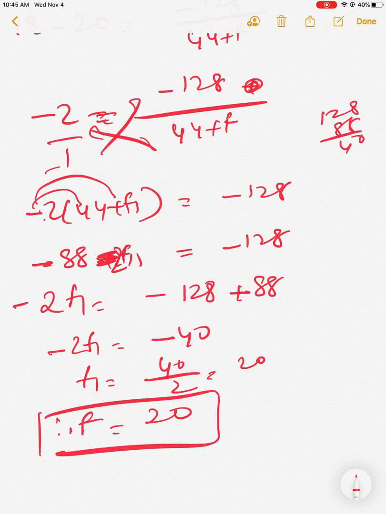Here what we have to do after finding the class mark: wherever the missing frequency is there, that value we have to take as the assumed mean.